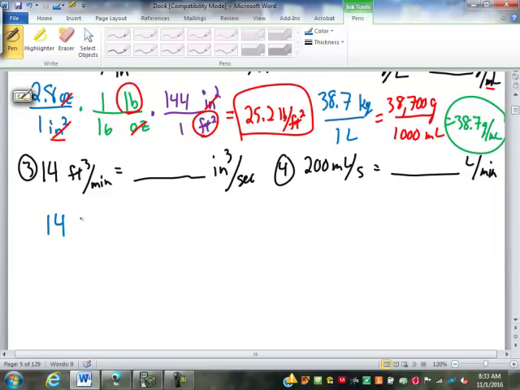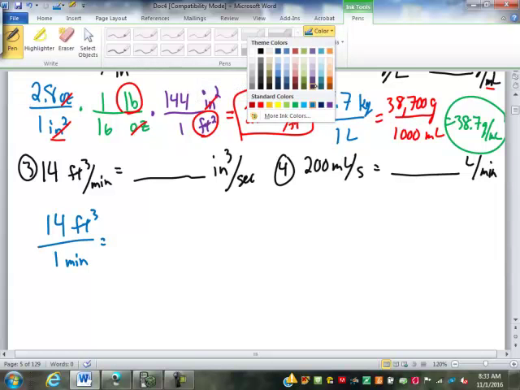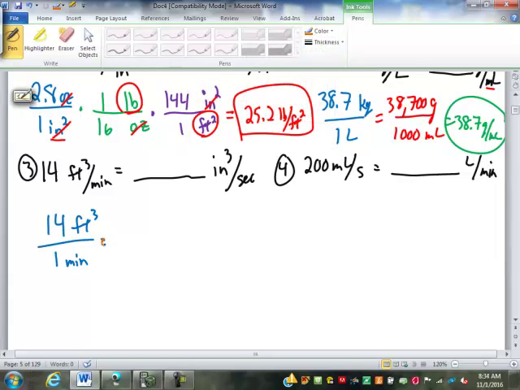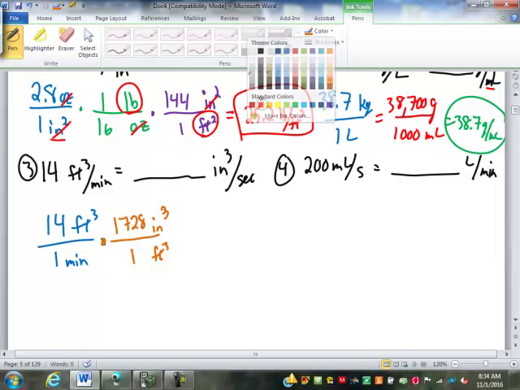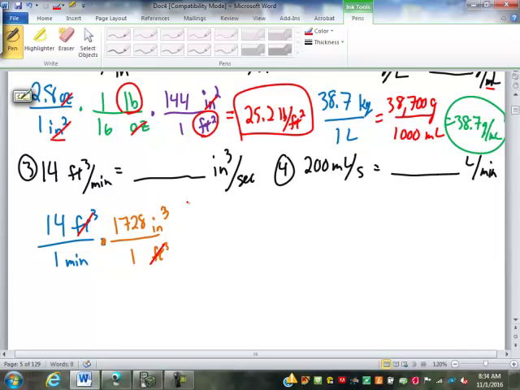14 cubic feet per minute. And I want to change that into cubic inches per second. So I've got to change both the minutes and cubic feet. So I'm going to do the cubic feet first. 1 cubic foot is how many cubic inches? 1,728. There we go. So cubic feet are gone. We canceled them out.